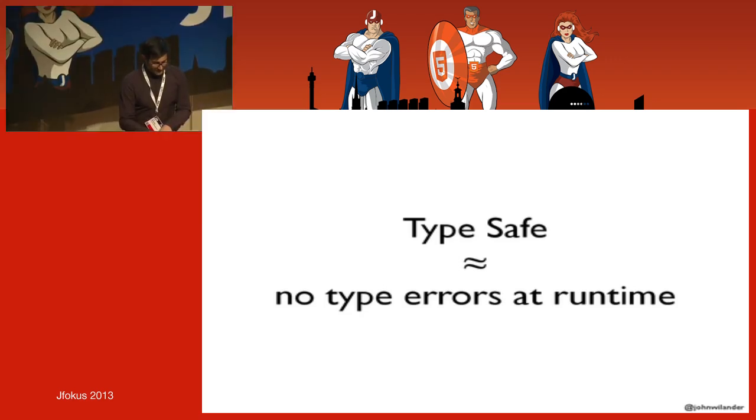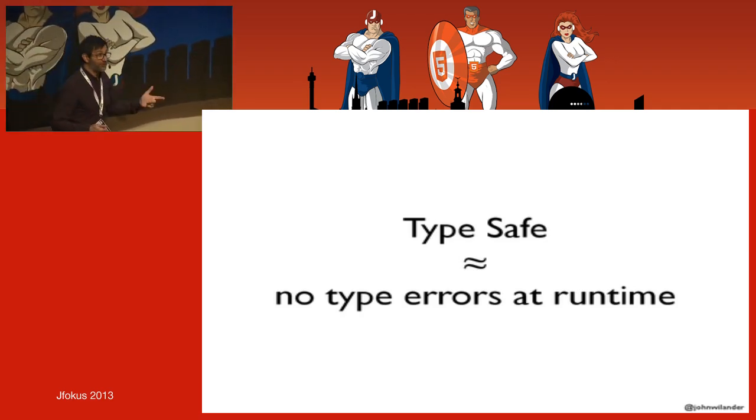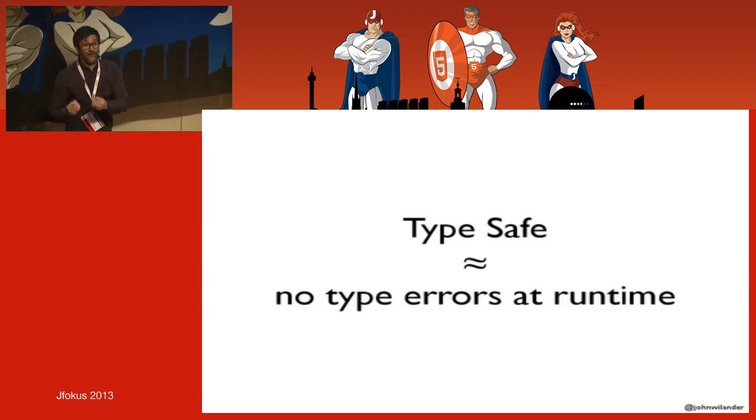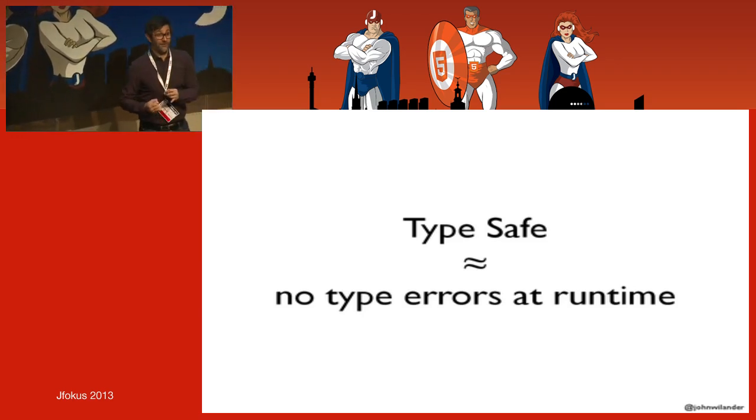So we need to try to avoid errors, which brings us to, there we go. We mentioned dynamic versus static typing. We mentioned weak versus strong typing. And together we can now reason a little bit about type safety. Type safety is all about not producing type errors at runtime.